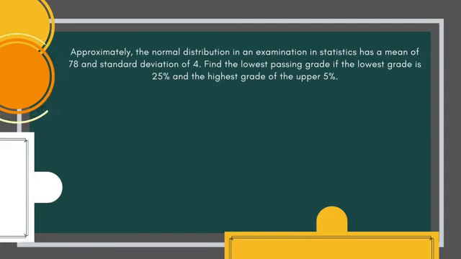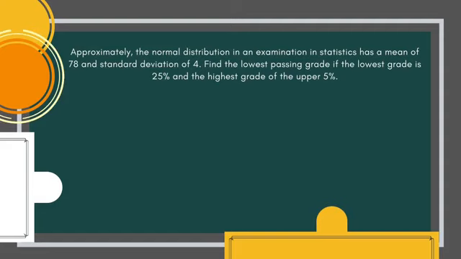Now I have another set of examples for us to try. It says here that the normal distribution in an examination in statistics has a mean of 78 and a standard deviation of 4. And we are asked to look for the lowest passing grade if the lowest grade is 25%. We are also told to look for the highest grade of the upper 5%.